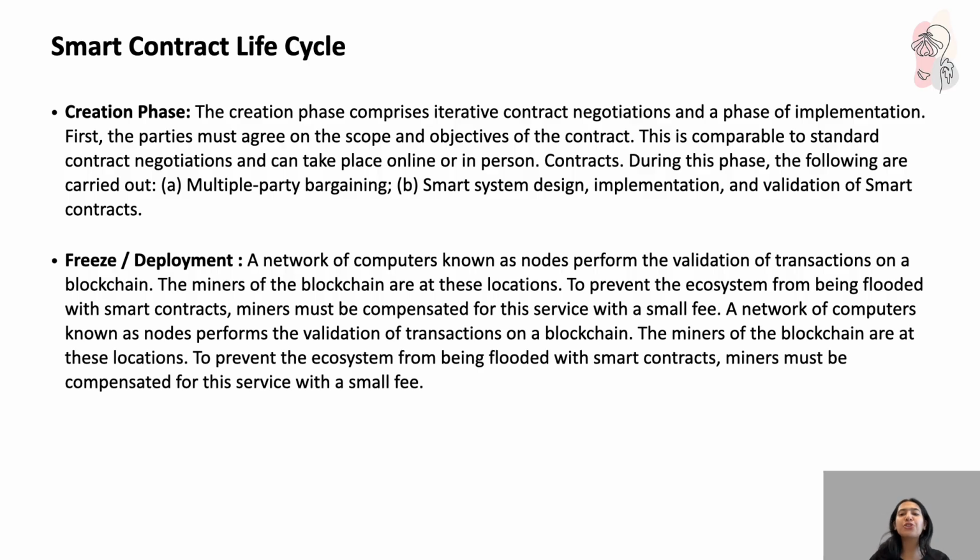To prevent the blockchain from being spammed with too many contracts, miners are compensated with a small transaction fee, commonly known as gas. Gas is basically the fuel that you need for any transaction or any work to be done when you're talking about the blockchain and smart contracts. Once deployed, the contract is considered frozen, meaning its code cannot be changed.